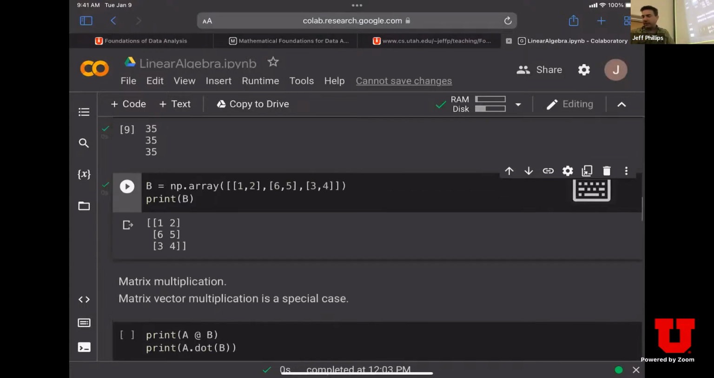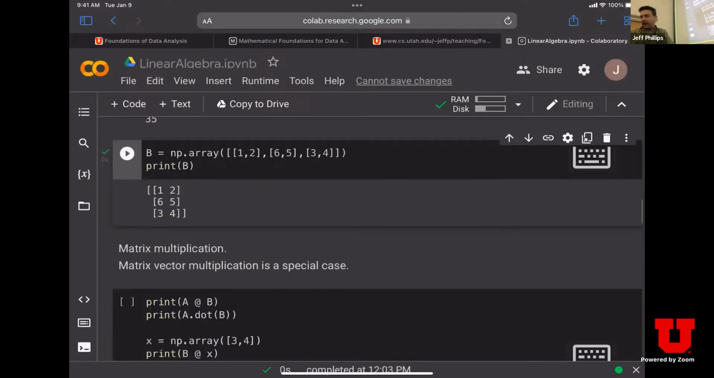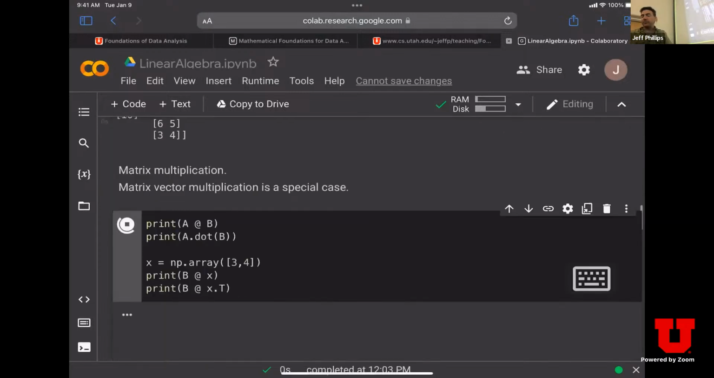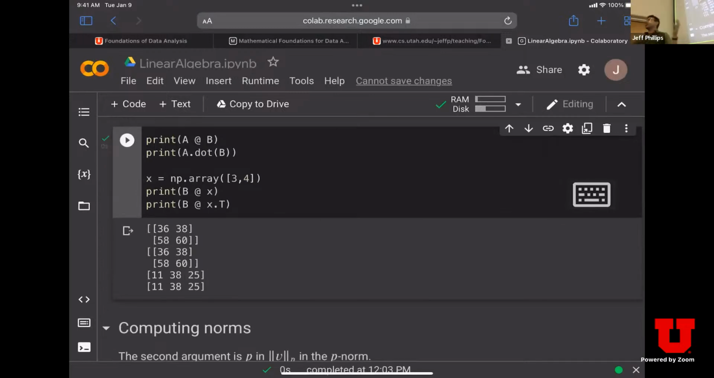If I have 2 matrices, A and B, now I can also do matrix multiply. And remember, dot product was a special case of matrix multiply. Actually, the at symbol is the matrix multiply symbol. You can't just put them next to each other. It doesn't know how to deal with that. But again, you could call the dot product. These all give you the same answers here. You can do matrix vector multiplication as well in the same way.